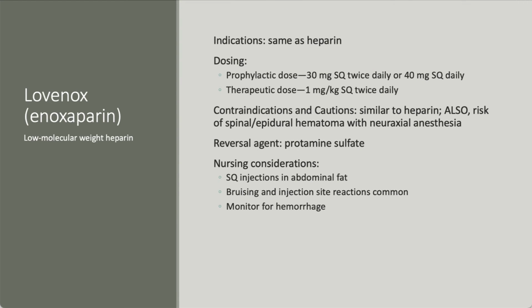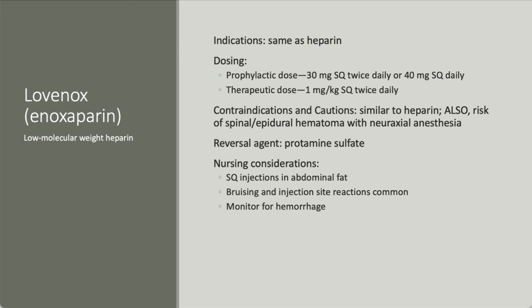So the indications are the same as heparin. The prophylactic dose is 30 milligrams sub-Q twice a day or 40 milligrams once a day sub-Q. And that depends on the study that you look at. So we did perioperative hip replacement with 30 milligrams twice a day. We did medically fragile with 40 milligrams once a day. The studies were different, and so the doses are different depending on the service that the patient is on.